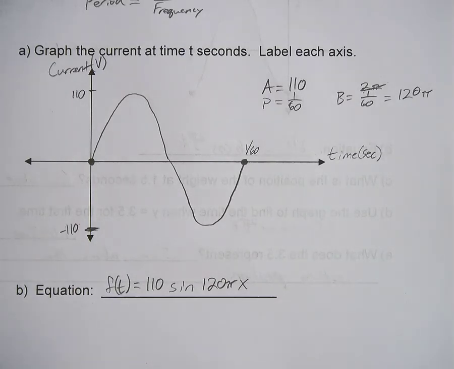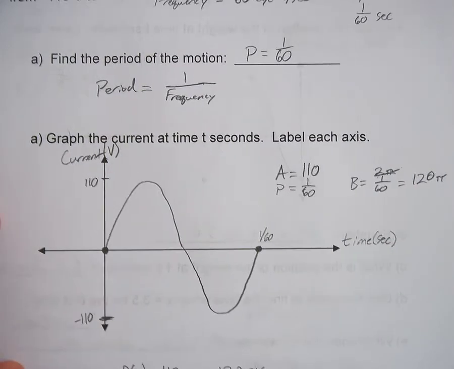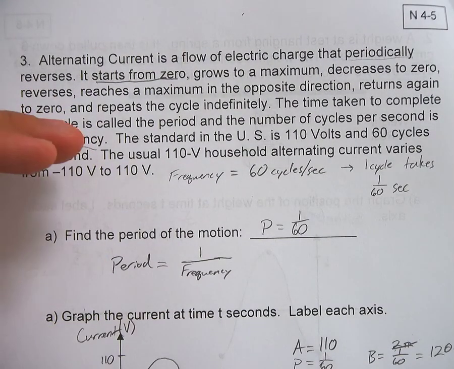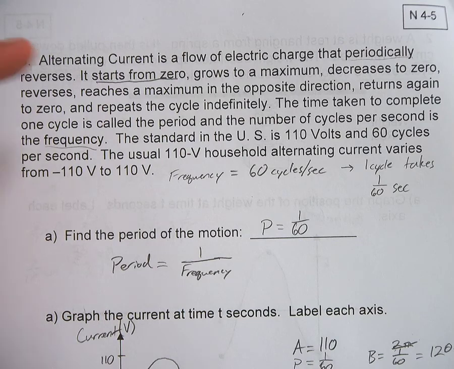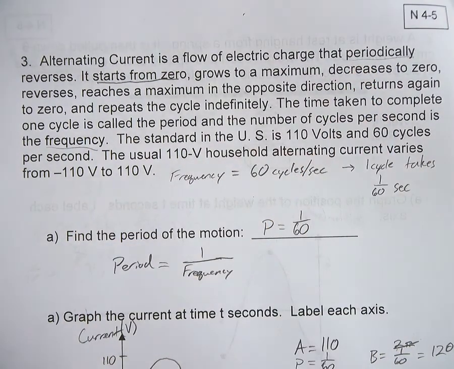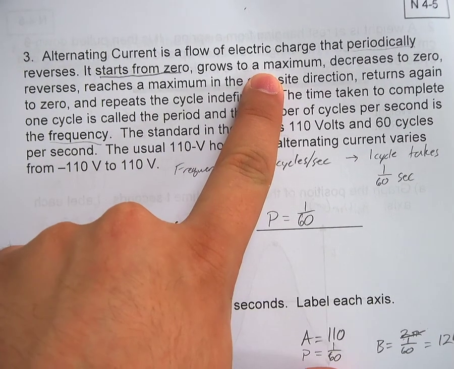We got it just under the 30-minute mark. So a couple of things that you need to take away from this question specifically. Reading is extremely important. A lot of the stuff that I got down here came from this question, mainly the fact that it started from 0. That tells me it's going to be sine. It's periodic, so that tells me it's going to be some kind of trigonometric function. Grows to a maximum means it's a positive sine.